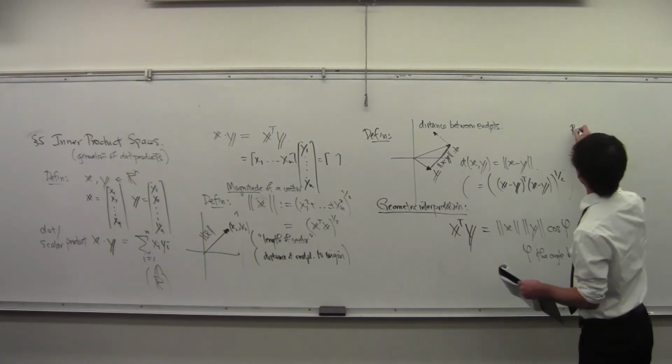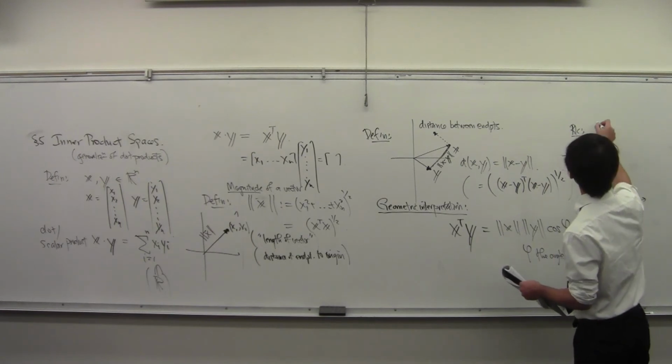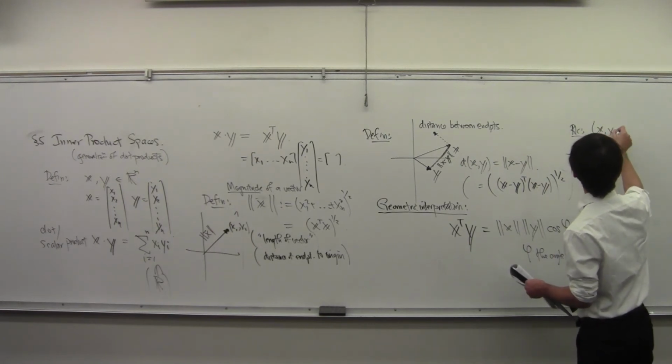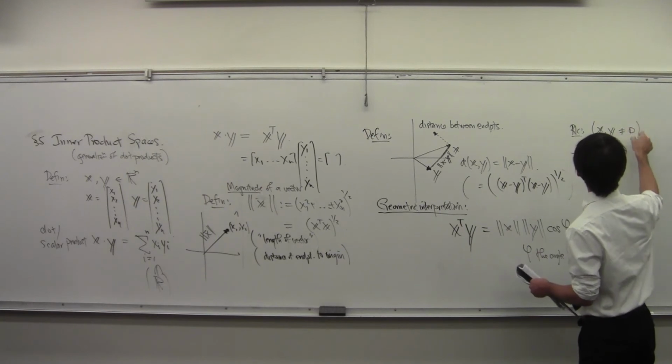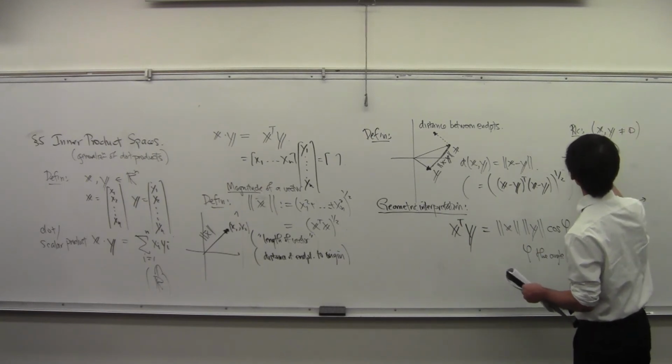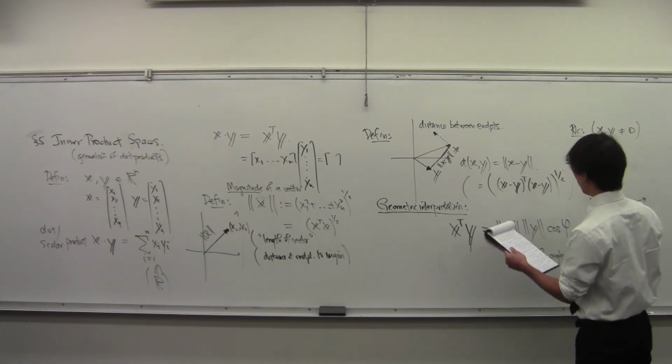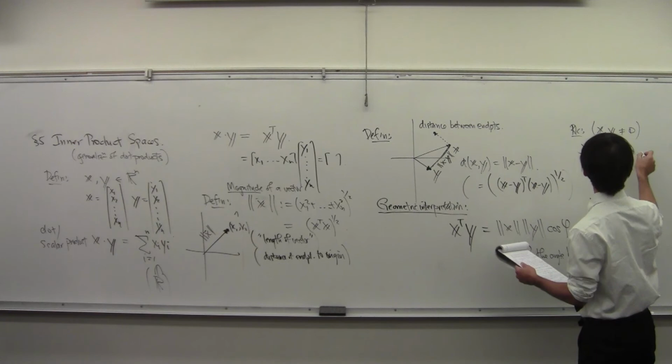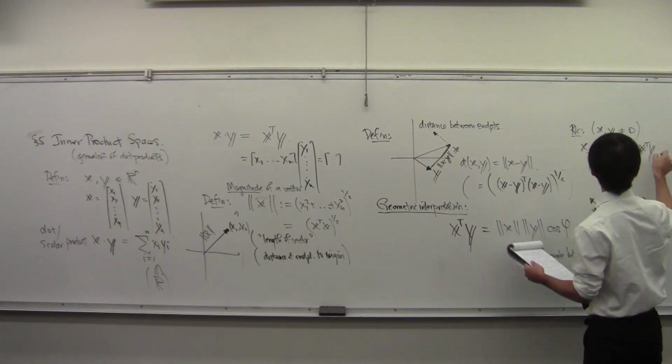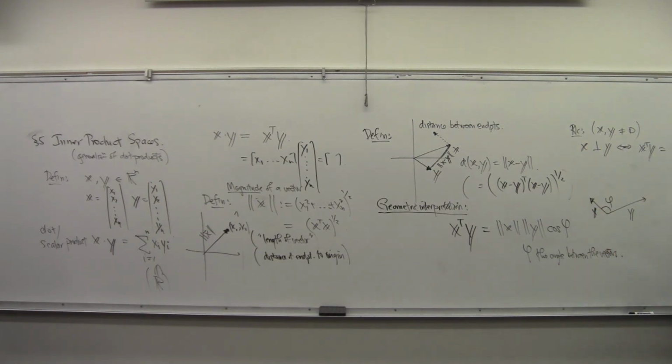So this leads to the observation that, at least for x and y non-zero vectors, x is perpendicular to y if and only if the dot product is zero. If they're perpendicular, the cosine of the angle would be zero. So you can tell that vectors are perpendicular to each other by taking their dot product.